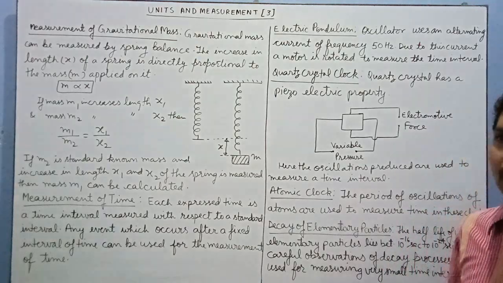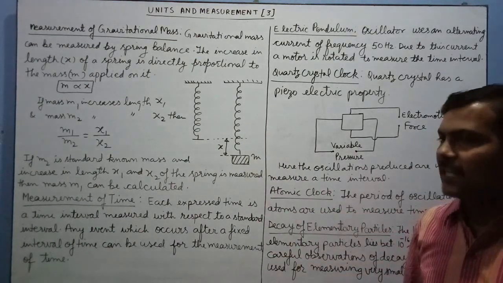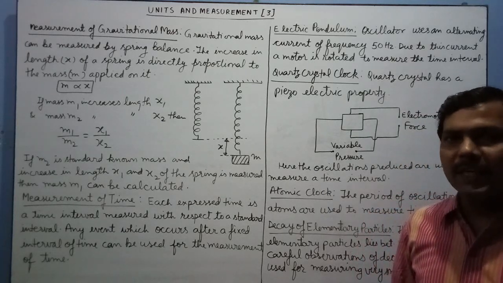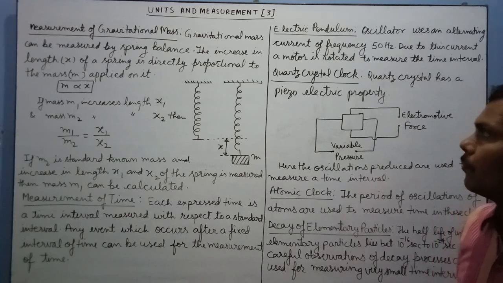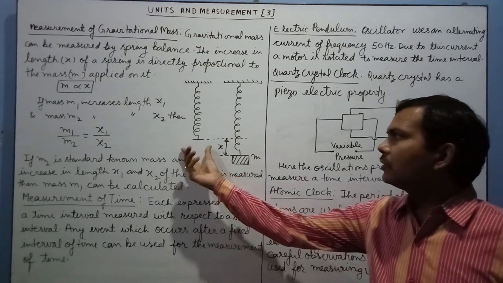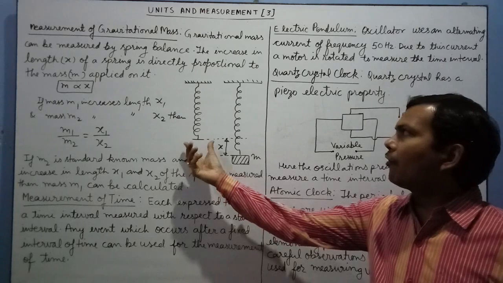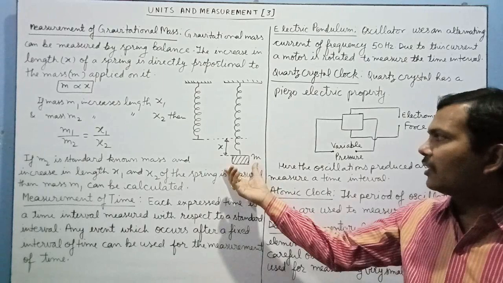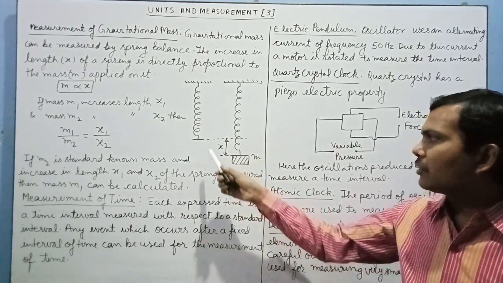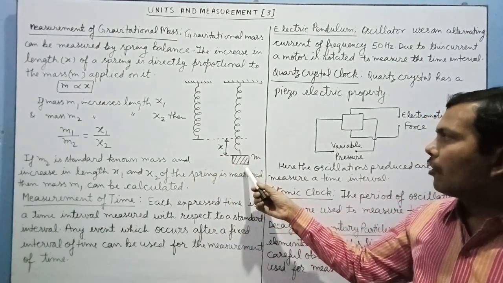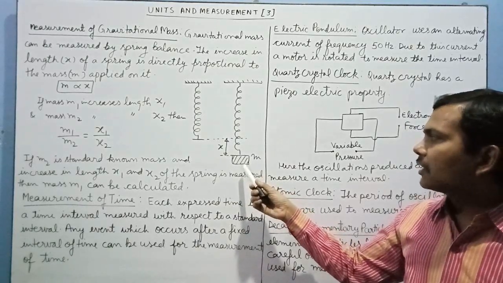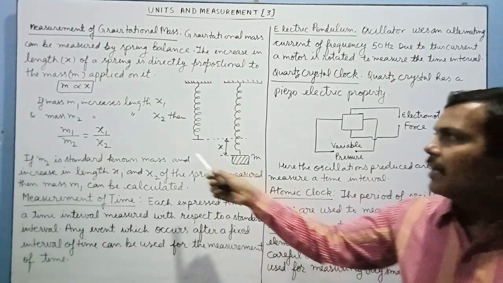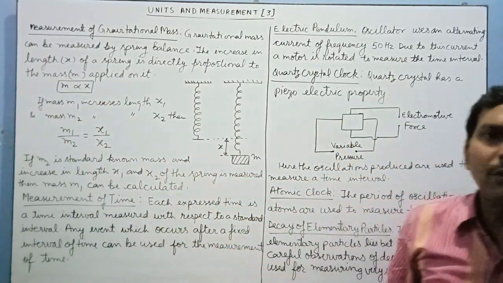Next topic is measurement of gravitational mass. Gravitational mass of any object can be measured by a spring balance. As we know, if we suspend a mass from one end of a spring suspended from a rigid support, the spring increases in length. If a mass m is suspended from the lower end of a spring and the increase in length of the spring is x, then m is directly proportional to x.